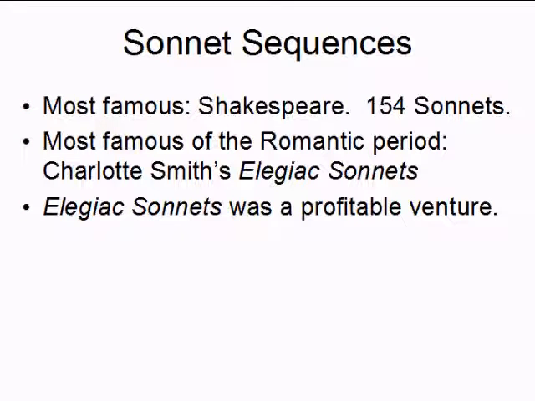Sonnets are often collected in sequences. Shakespeare wrote the most famous of the English sonnet sequences, 154 sonnets in total. In the Romantic period, the most famous sonneteer, bar none, was a poetess by the name of Charlotte Smith. She wrote her elegiac sonnets to make money, to feed her 7 children. Her sonnets were a huge hit.